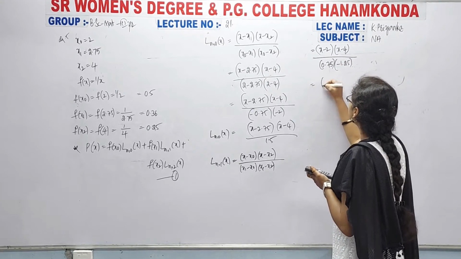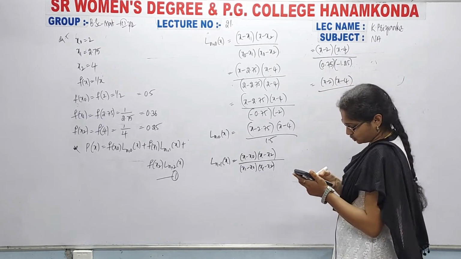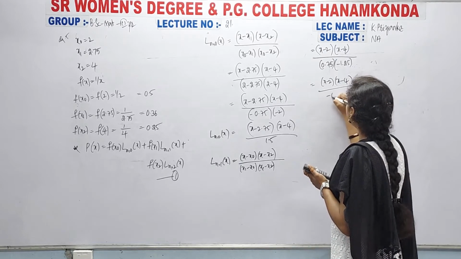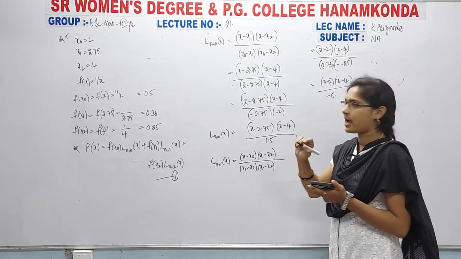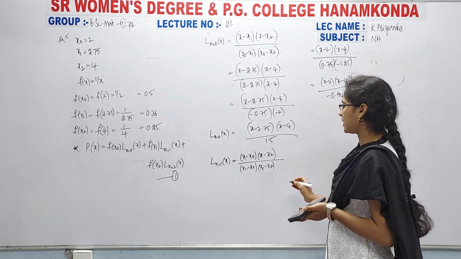Now it is x minus 2 into x minus 4, and the multiplication of these two, 0.75 into minus 1.25, is minus 0.9375. I am taking that directly as 0.94. So this is nothing but the second value.